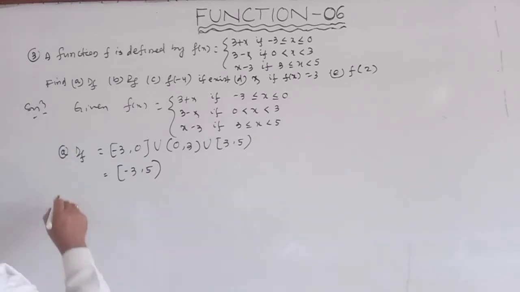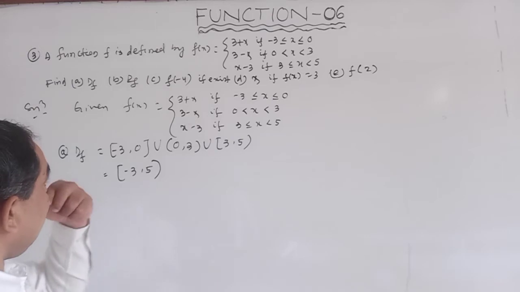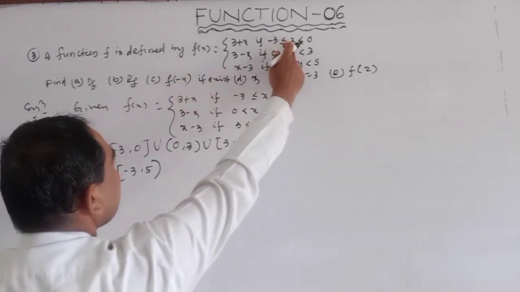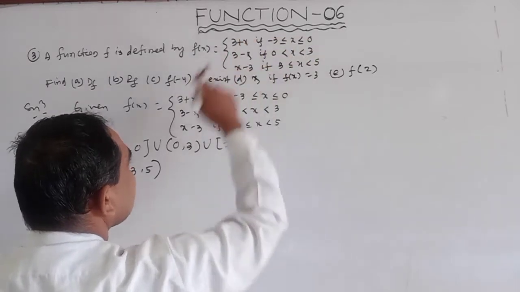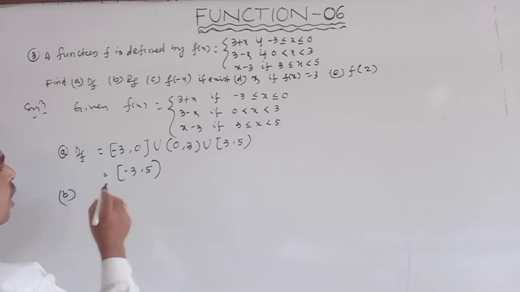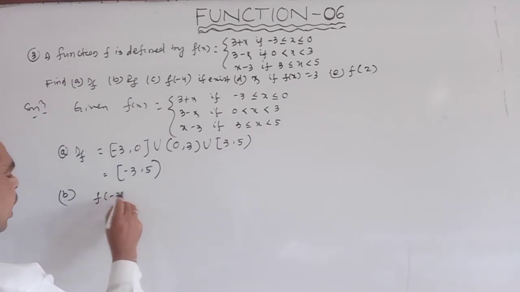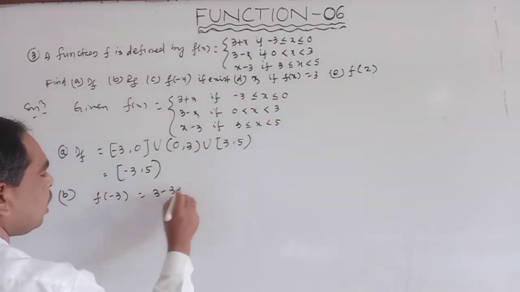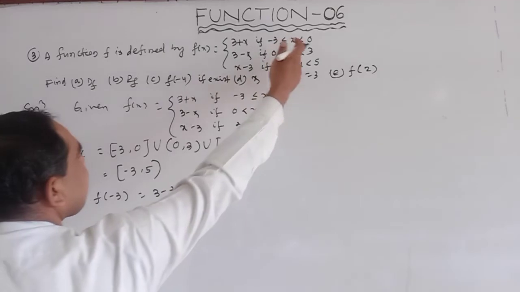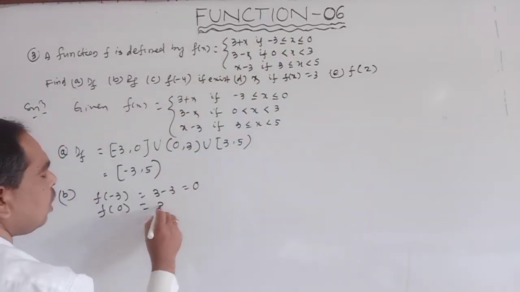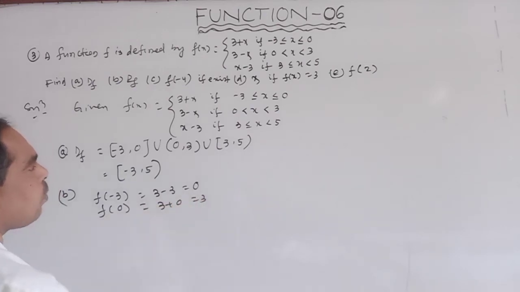Next, part b, the range of f. When x lies between -3 and 0, f of x is equal to 3 plus x. So f of -3 means put x is equal to -3 here: 3 minus 3 is equal to 0. Put x is equal to 0 here: f of 0 is equal to 3 plus 0, which is 3.